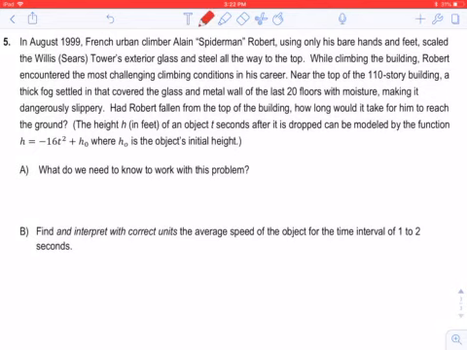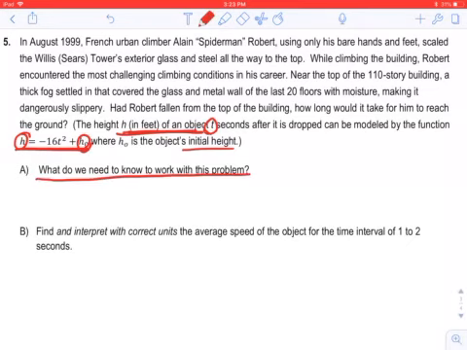Okay, so here we read through the word problem, so you can do that too. Basically, it talks about an object falling, and this is the equation for an object falling, where h, this h right here, is the height of the object in feet after it falls. T, that variable right there, is the time in seconds. And finally, h naught is the initial height. So the height of the building it fell from, or the height of the mountain it fell from, the initial height there.